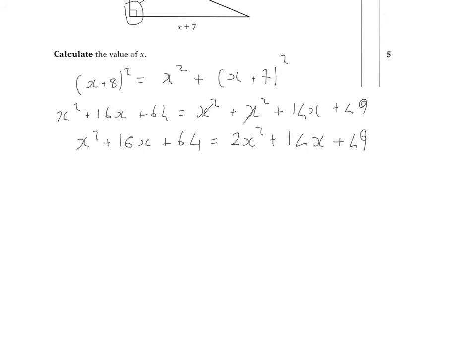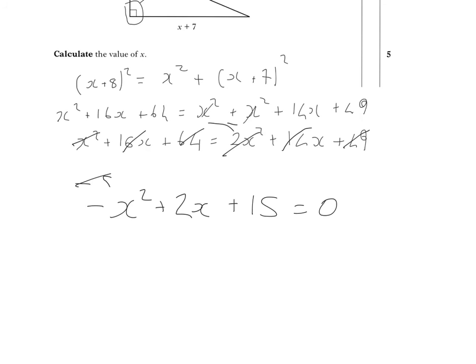So x squared, bring the 2x squared across and it will become minus 2x squared. So that's x squared minus 2x squared, which is minus x squared. 16x, bring 14x across and make it minus, so it will be 16x take away 14x. That's plus 2x. Bring 49 across, make it minus 49, 64 take away 49 is 15. And that's equal to 0.